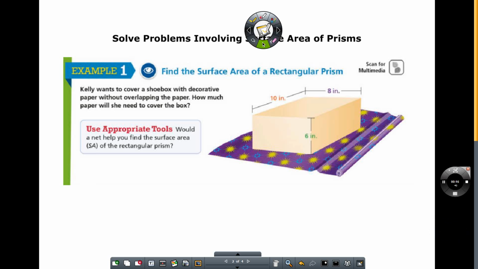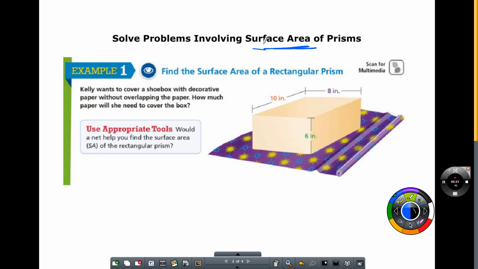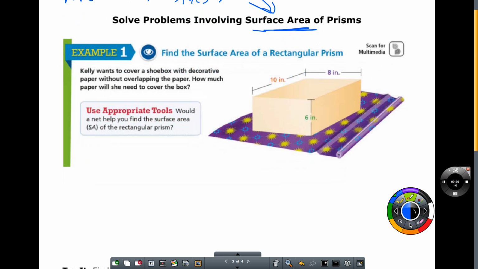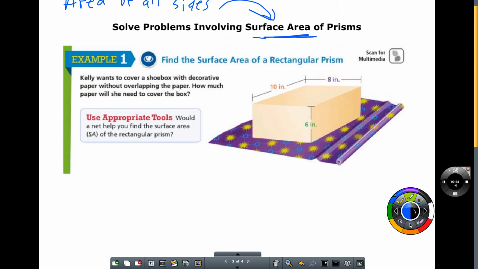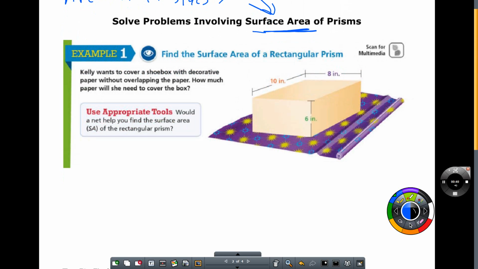So the first thing we need to remember is what is surface area, because that's what we're talking about. And surface area is simply the area of all the sides. Okay, that's all it is. So we find the area of all the sides, and we add them together. So that's the process we're going to use. We're not going to use a formula. We're not going to use a fancy method. We're just going to find the area of each of the sides, and we're going to add them all together.